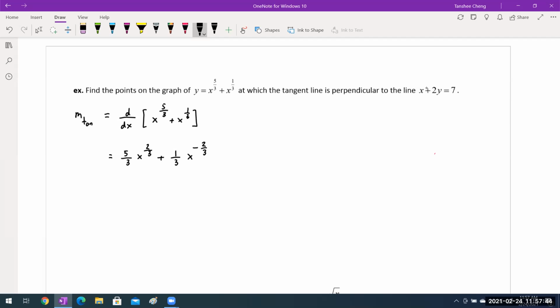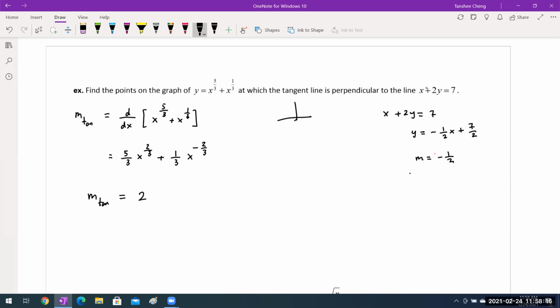So first, I want to find out what the slope of this line is. x plus 2y is 7. So my y will be negative 1/2 x plus 7 over 2. The slope of this line is negative 1/2. Since the slope of the tangent line and this line need to be perpendicular, my slope of the tangent line must be the negative reciprocal of this, which will be what? 2.